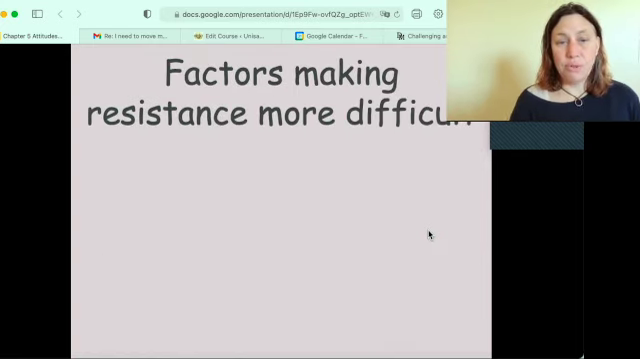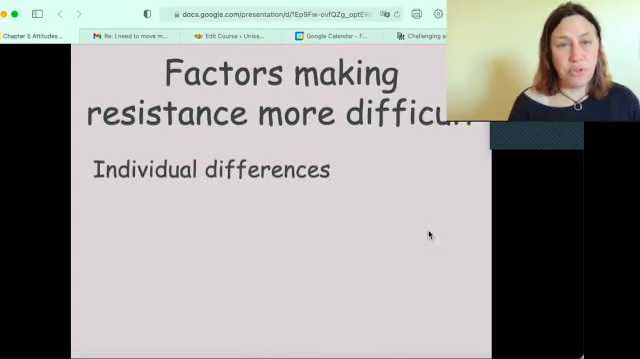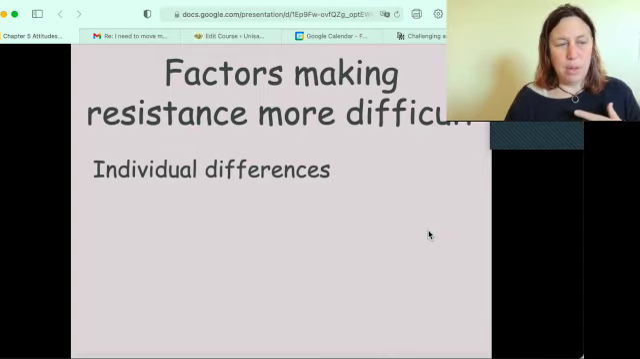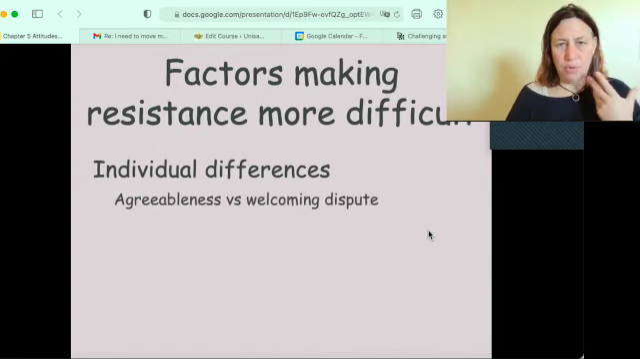Factors that make it more difficult to resist. Okay, individual differences. Some of us are more suggestible than others. Some of us are more agreeable and want to go along with everything. And some of us are more comfortable with conflict and with dispute.